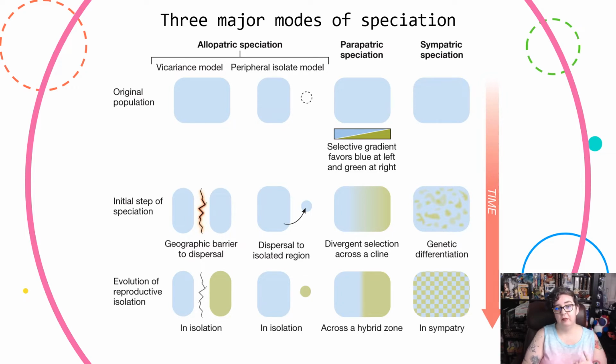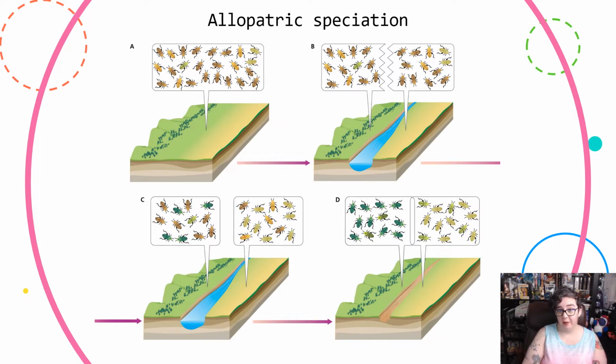And patry is talking about fatherland, right? Allopatric means that they're separate, parapatric means that they're side by side, and sympatric, you already know the root sym, means that they share a fatherland or they share the same area. So the first one is allopatric speciation, and allopatric speciation means that they are separated somehow by a geographical barrier.